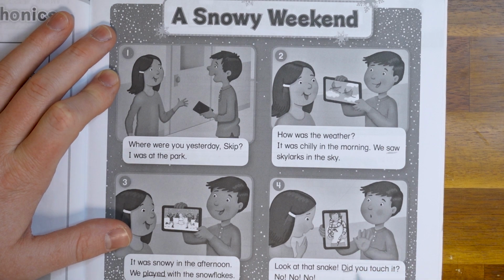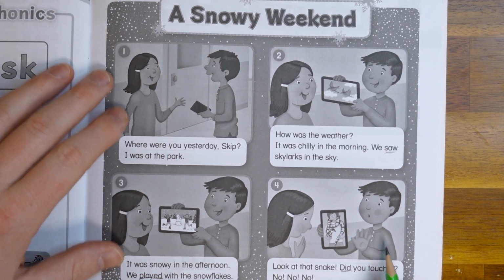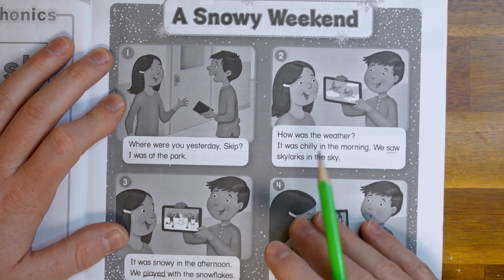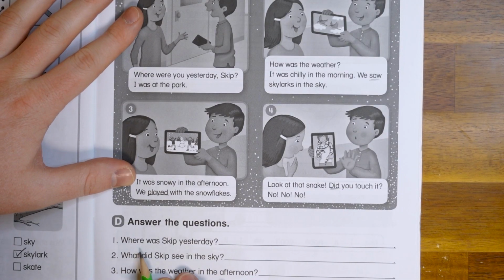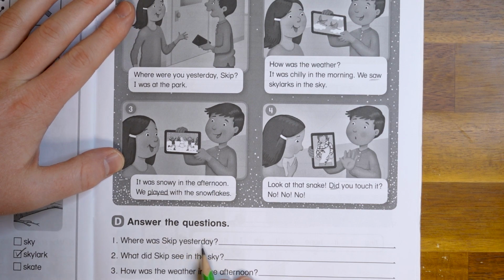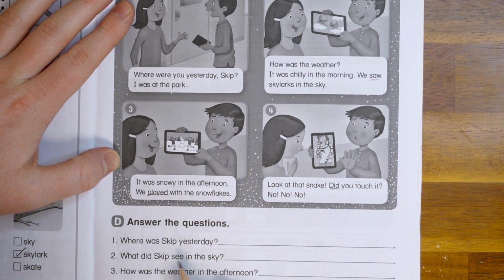Okay, and we have a did question here too, which is the past tense of do. So it's the past tense form of a do you question. All right, part C, the reading is done. Let's answer some questions. Okay, question number 1 says, where was Skip yesterday? So let's go back up in here. We're going to look for yesterday, and we have to also look for a place because we want to know where he was.